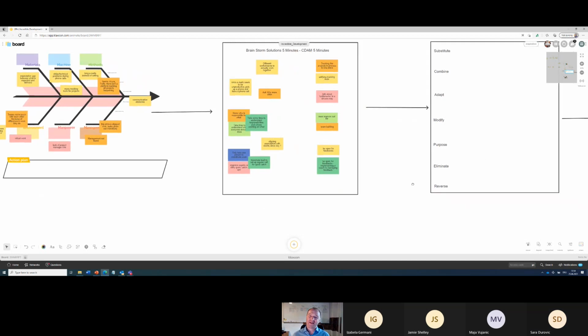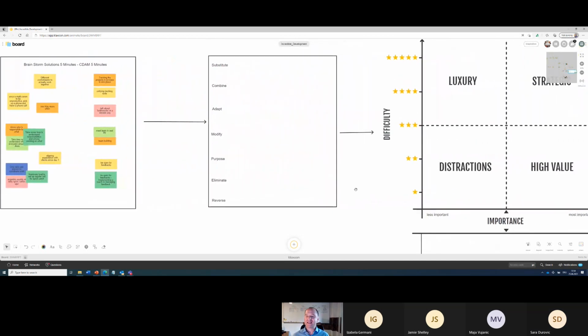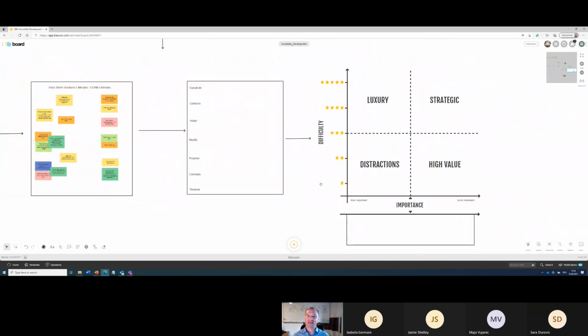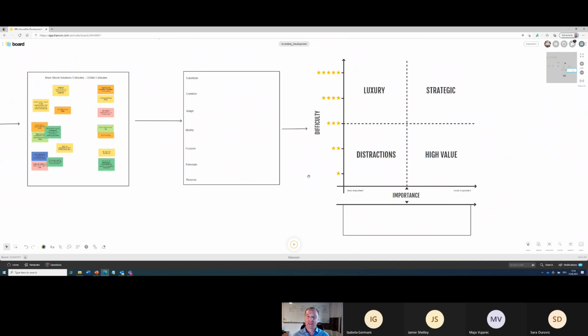Yeah. Then the last step for us to do before we wrap up is prioritization. So I'm just going to take a couple of these across to the prioritization matrix. So we have a few solutions here that we can copy over.